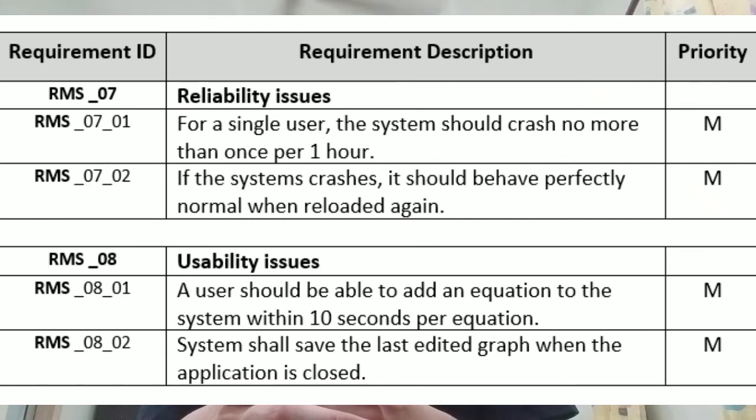As you can see right now, for the reliability issues RMS0701 and 02, both priorities are mandatory. For RMS08, which is usability issues, a user should be able to add an equation to the system within 10 seconds per equation, and the system shall save the last edited graph when the application is closed and reopened, which is stated in the requirement IDs RMS0801 and 02 respectively. Also, both priorities for both usability issues are mandatory.